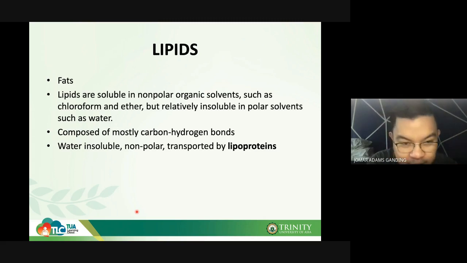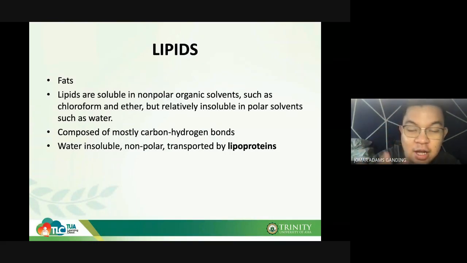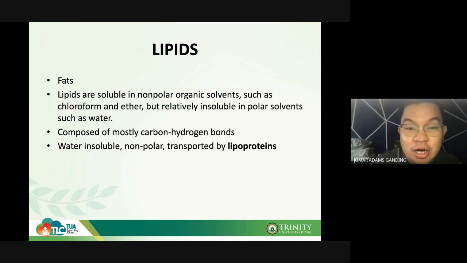And listen up, guys, because this part is already very important. The reason why the title of our discussion today is lipids and lipoproteins is because of this fact about your lipids. Lipids are insoluble in your polar solvent, such as your water. And if you are going back to your anatomy, your plasma, your blood, is composed of almost 90% of water. Meaning to say, these lipids cannot be transported in your plasma on their own. So they will need the different carrier proteins. And these carrier proteins are what we call your lipoproteins.